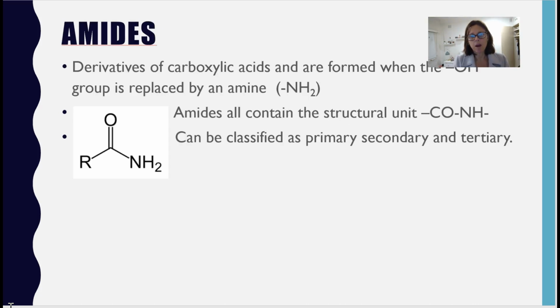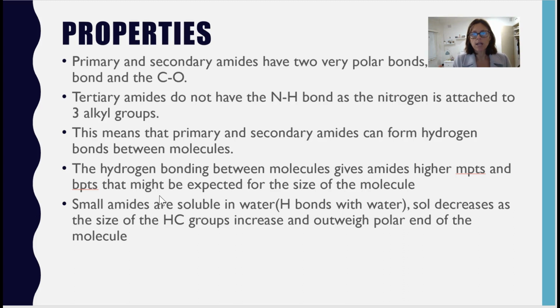If we look at the amides, as I said before, they're derivatives of the carboxylic acids, and what's actually happening is in our carboxylic acid, this amine group here is replacing the OH there. So all our amides contain the CO, meaning the C double bond O, and an NH2 group, and we can have those as primary, secondary, or tertiary. So let's look at some of those properties.